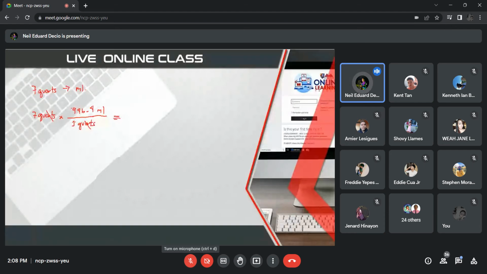And then we will just multiply 7 times 946.4, which is equal to 6,624.8 milliliters. So 7 quarts is equal to 6,624.8 milliliters. Okay? So yan lang.